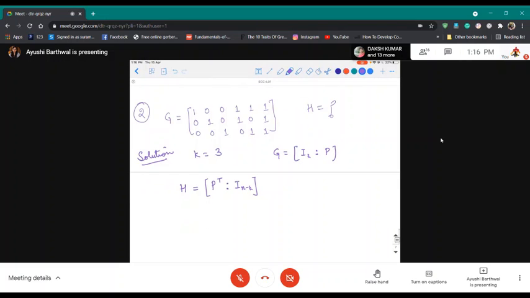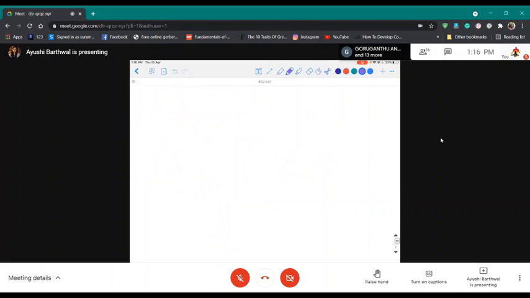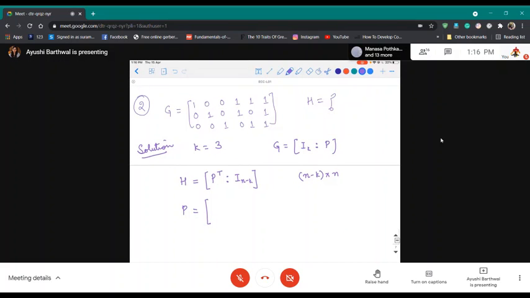Now from the above question, let us find out what is the value of P. And you can always check after writing this, if the order of your parity check matrix is n minus k cross n, that means your answer is correct. You are using the correct formula. So let us find out the value of the parity check matrix.